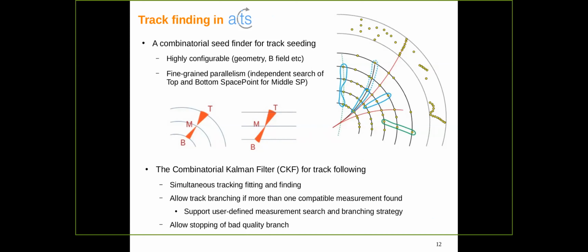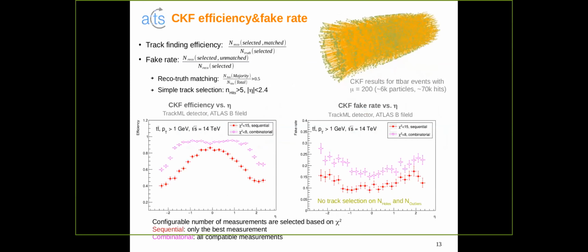And basically it's a merge of the track fitting and the track finding. And the difference between the CKF and the Kalman filter is that we allow the track branching for this case. And the user can define the different measurement search and the branching strategy. We also allow the stopping of the bad quality branch to save some time. And these are the very preliminary results with the CKF we have.